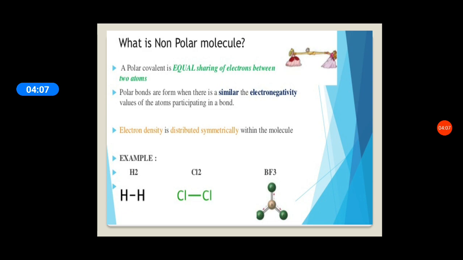When the atoms have equal electronegativity, then electron density is distributed symmetrically within the molecule. These types of molecules are called non-polar molecules and the bond is called a non-polar bond.